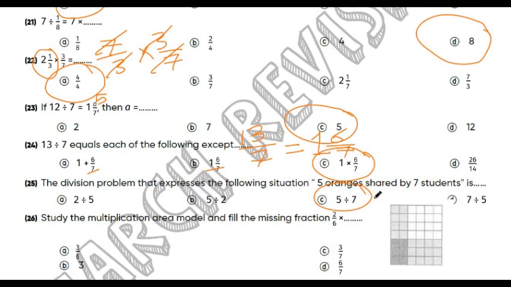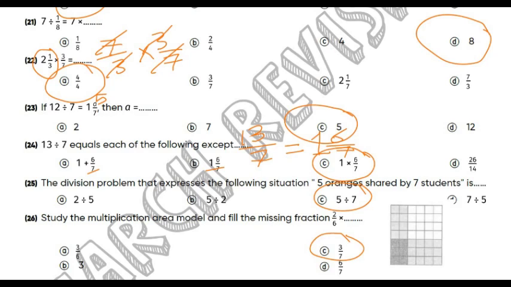Study the multiplication area model and fill in the missing fraction. If we look carefully here, we look at the rows and the columns. So there are 2 shaded columns here, 1 and 2, from 1, 2, 3, 4, 5, 6. So that should be 2 over 6 like he wrote. The next one is the horizontal. We have 1, 2, 3, from 1, 2, 3, 4, 5, 6, 7. So it should be 3 over 7.